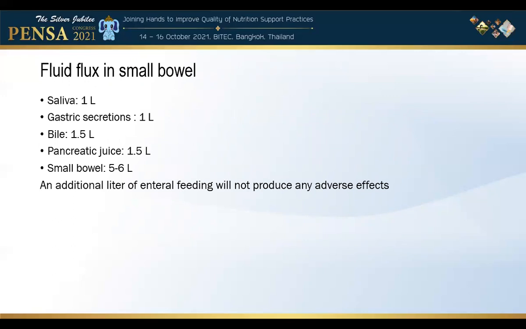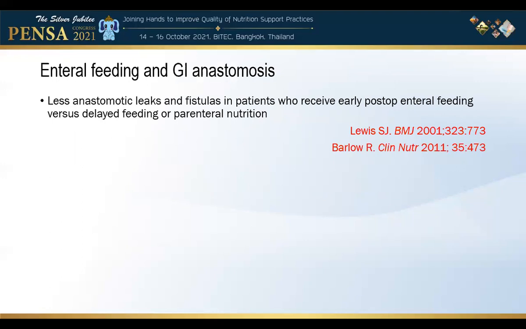Likewise, in the small bowel, you have about 5 to 6 liters of fluid. And into that, if you add a small amount of enteral feeding, nothing is going to happen. No adverse effects will ever happen. In fact, there are fewer anastomotic leaks and fistulas in patients who receive early enteral feeding. This has been shown over 20 years ago. And even now, unfortunately, there are surgeons who believe that enteral feeding should be delayed because of GI anastomosis.